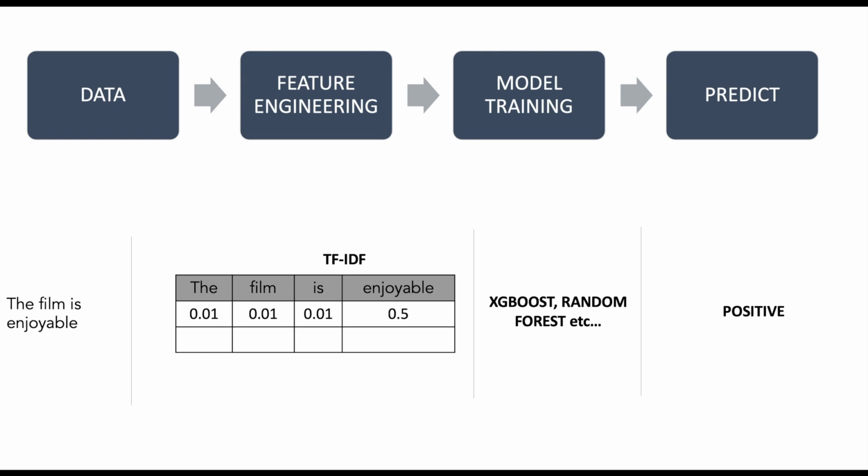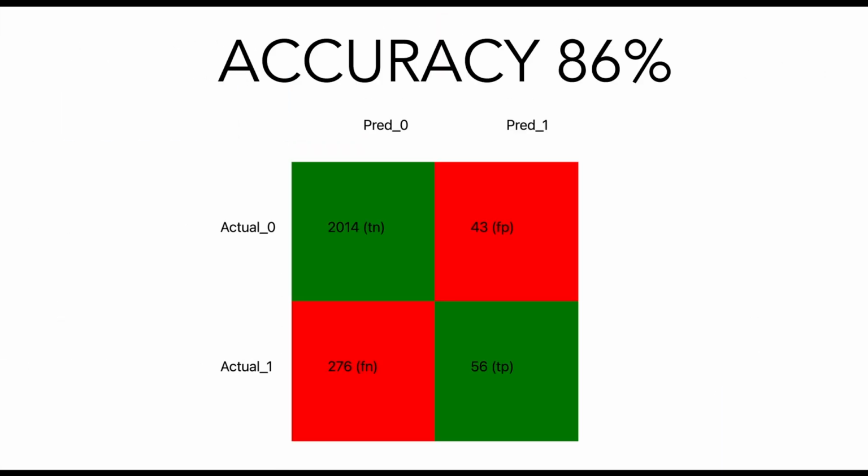For model training, we can apply algorithms such as random forest, decision tree, or XGBoost, and many others. We can then use the model to predict the sentiment and also compare it with the actual to see its accuracy. Now here is the confusion matrix, and we obtain an accuracy of 86%.